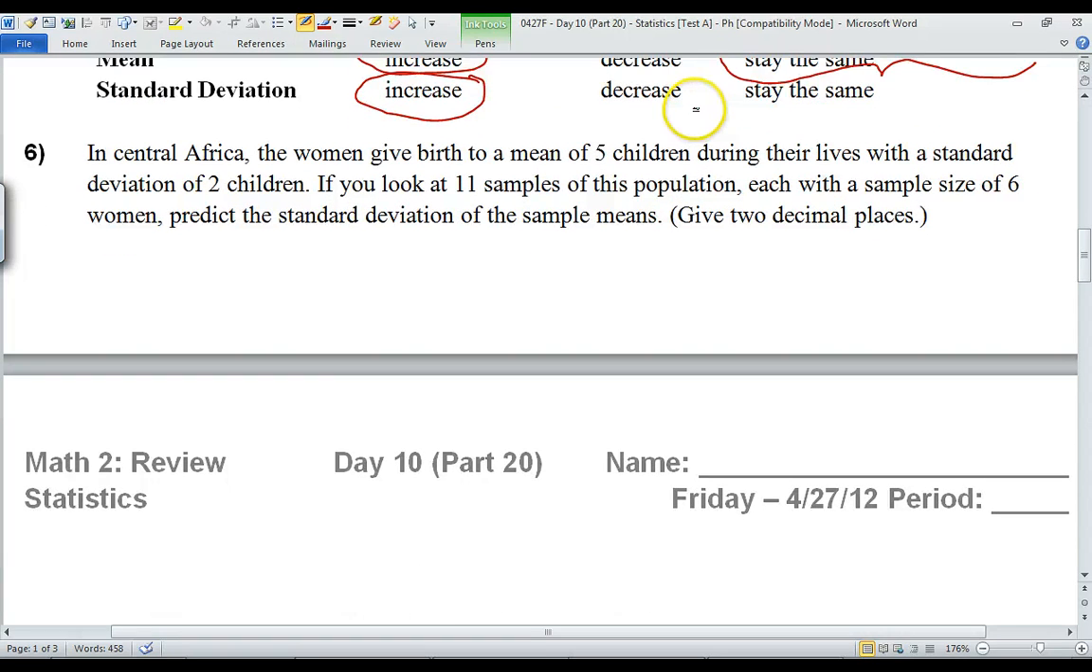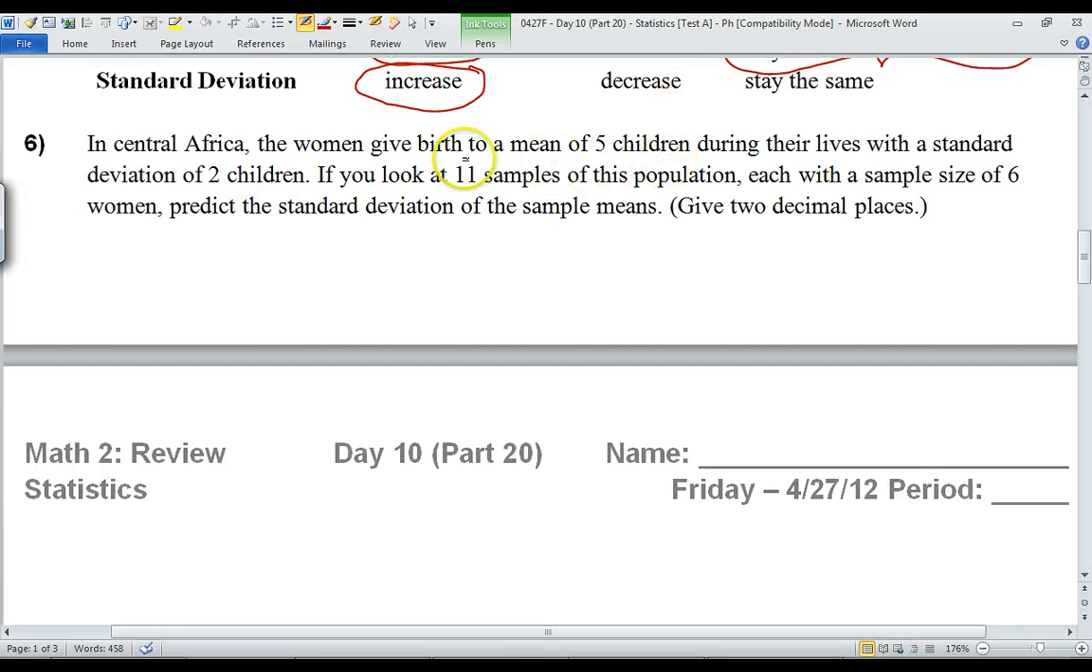Okay? Look at number 6. See if you can figure out what my strategy is going to be as I read this. In Central Africa, the women give birth to a mean of 5 children during their lives, with a standard deviation of 2 children. If you look at 11 samples, each with a sample size of 6, predict the standard deviation of the sample means.